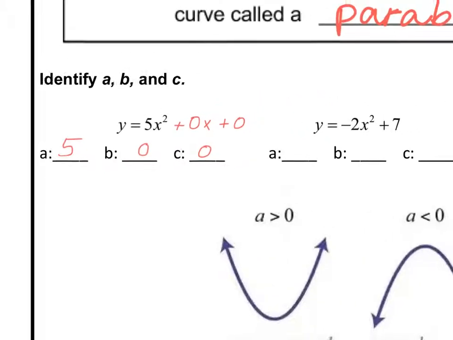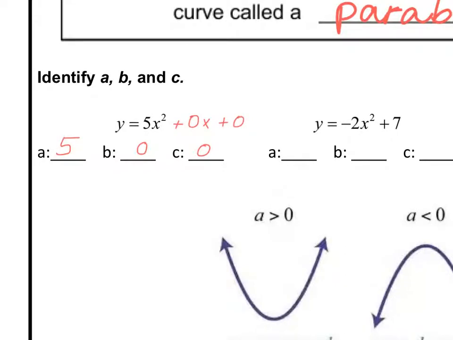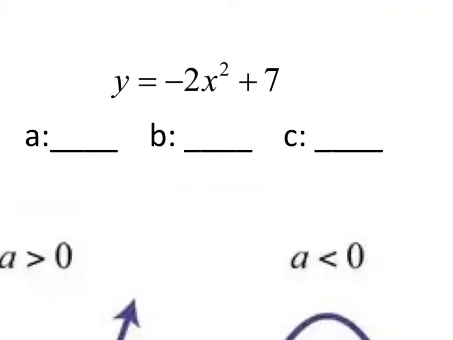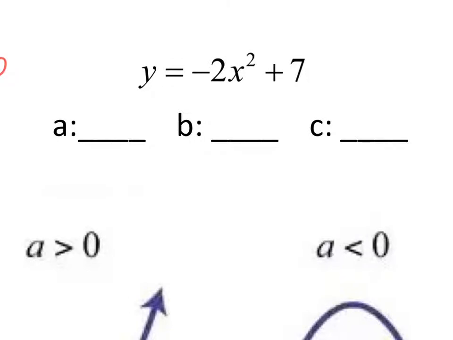So if you don't have 3, you're going to have to figure out which one is missing. Again, the number in front of x squared, that's always your A. So A is -2. B is the number in front of x. What is B? 0. There's no B, so you'd have to add in plus 0x. And then C is 7. So B is 0, C is 7.